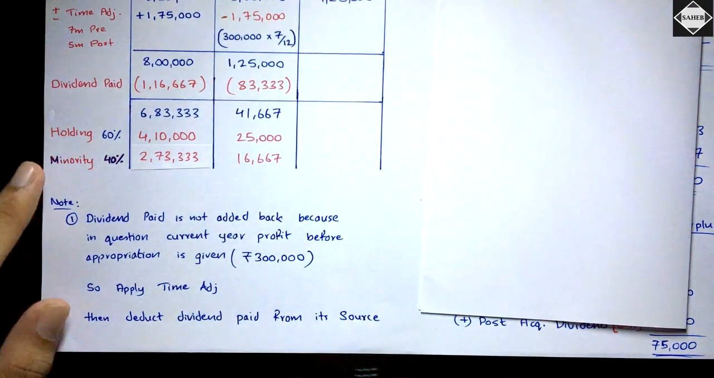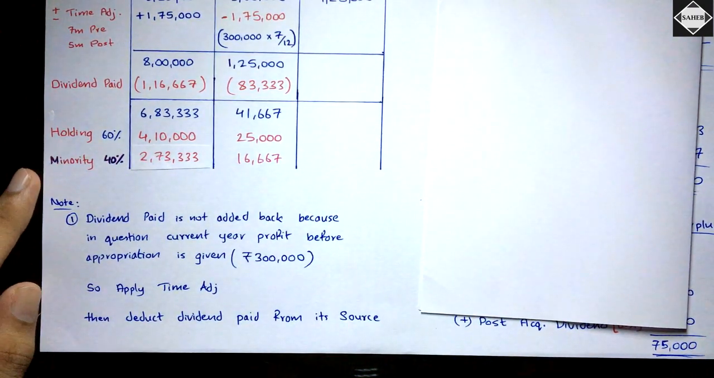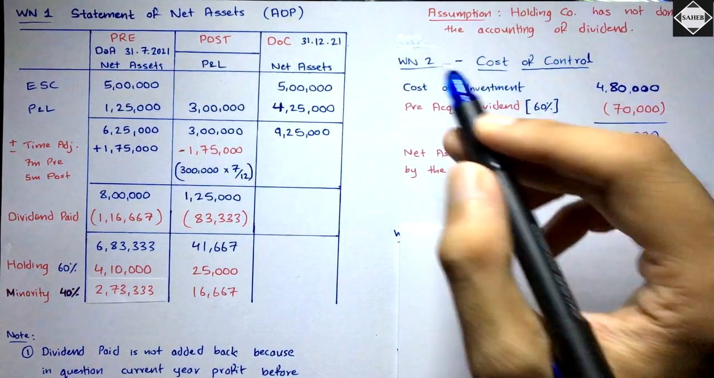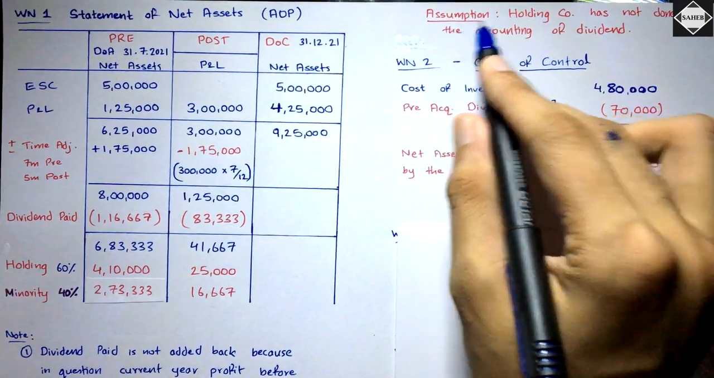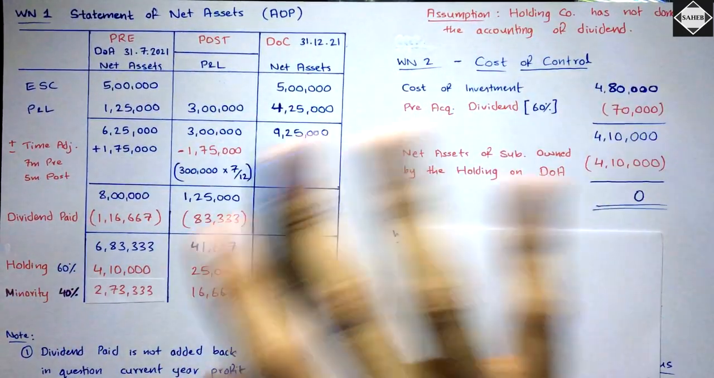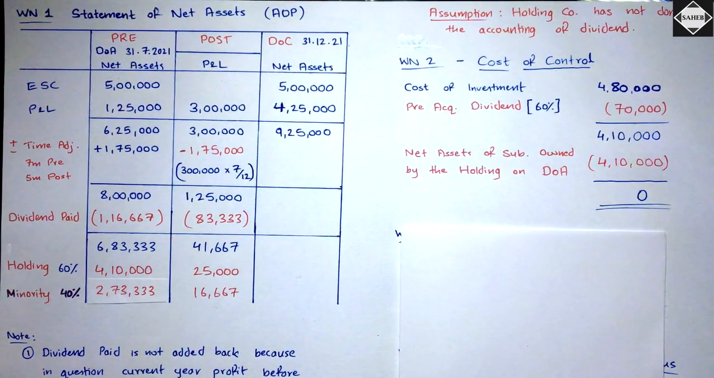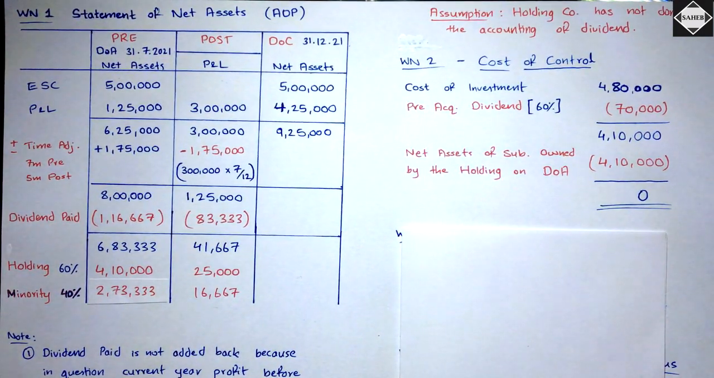Fine, easy? Yes. Now let's move to the cost of control. Now here we have working note number 2, the cost of control. But before going into that, I just wanted to let you know the assumption I have made over here. See, assumption, holding company has not done the accounting of the dividend. You all know regarding this. We have discussed this in the first video of the dividend adjustment.